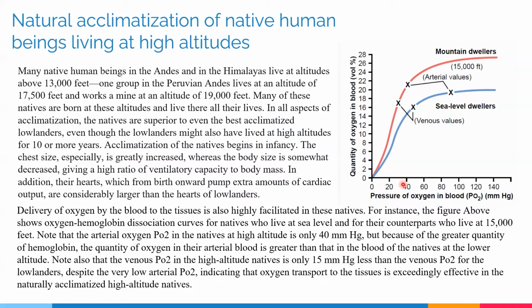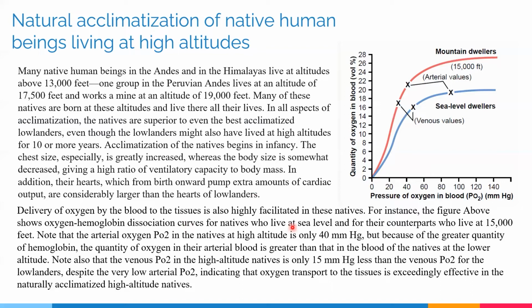So what we mean by that is that at 40 millimeters of partial pressure of oxygen, if we draw a line right here, we can see the quantity of oxygen in the blood for mountain dwellers is close to 21%, whereas it is close to 16% for sea level dwellers. Thus, at a low partial pressure of oxygen of only 40 millimeters of mercury, the mountain dwellers are able to utilize the oxygen much better due to their acclimatized bodies.